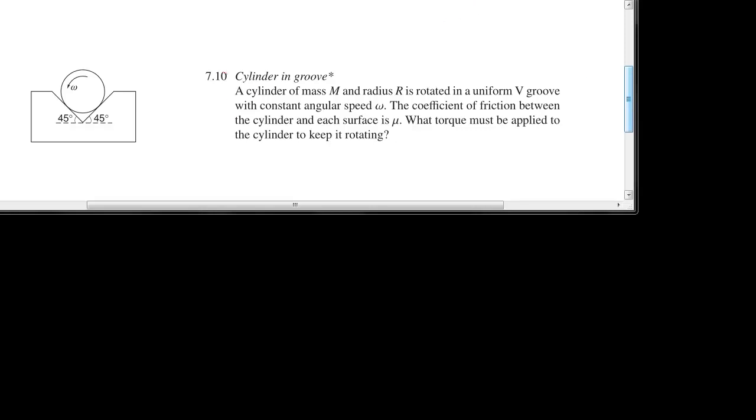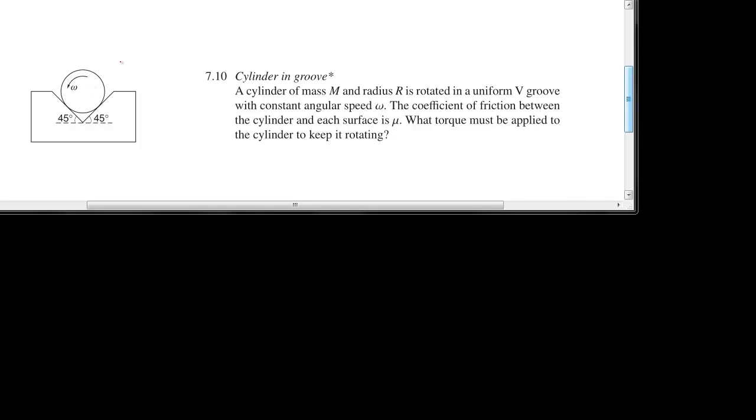I want to work through this problem 7.10 in Kleppner and Kolenkow, the cylinder in a groove problem, which is marked with a little star because it's somehow harder than the others, but we'll see. So this problem has a cylinder spinning in a V-shaped groove. It has mass big M and radius big R, and there's a coefficient of friction, and due to that friction, the cylinder would tend to slow down in its angular rotation.